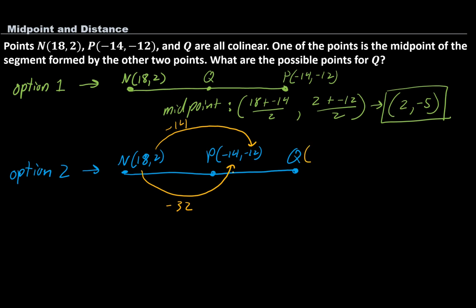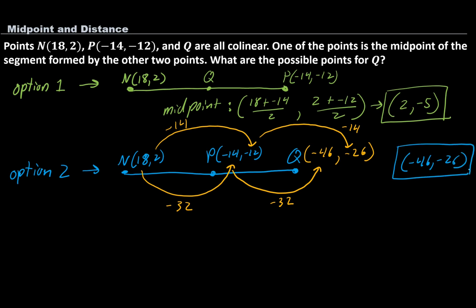So then if we're going to continue that trend, because midpoints are in the middle, what you do to get to the midpoint, you do to get to the end. From our x side of things, we would subtract 32 again. So -14 minus 32 will be -46. And from the y side of things, we would subtract 14 again. And so -12 minus 14 would be -26. So option number 2 gives us -46, -26 as the other possibility for Q.